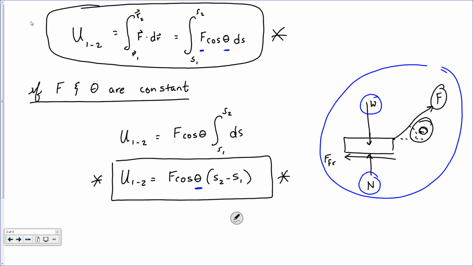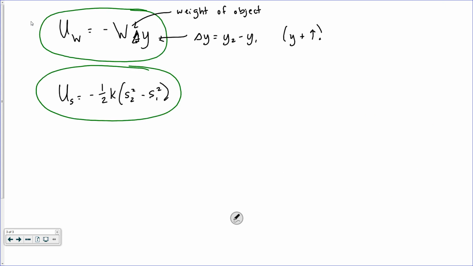If we go back to our drawing here of the crate, I'm pulling it to the right. Delta Y is equal to 0 in this case because it's just moving horizontally. It's moving side to side. So if it's only moving horizontally or side to side, then Y2 is equal to Y1. And so there's no work done by the weight, which makes sense as well. We already said that.